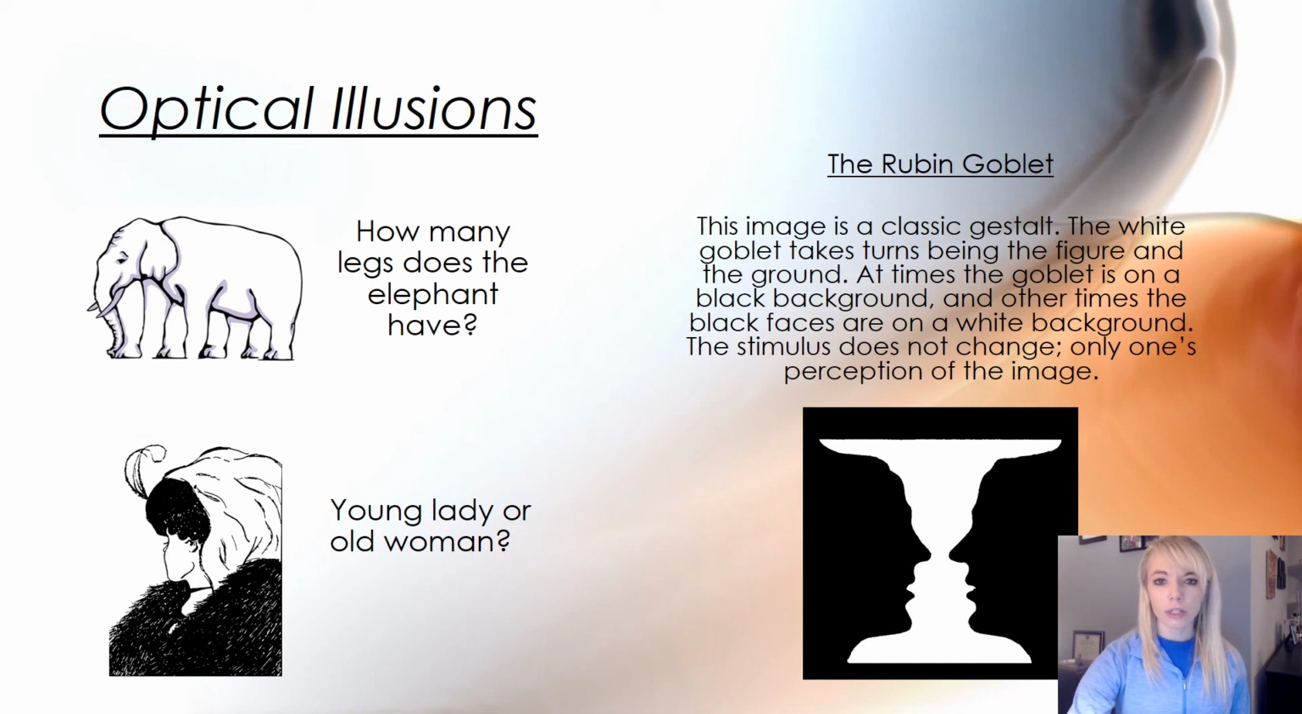What is your initial perception of the first image? Does the elephant have 4 or 5 legs? Is the second image a young lady looking away or an old woman looking down?